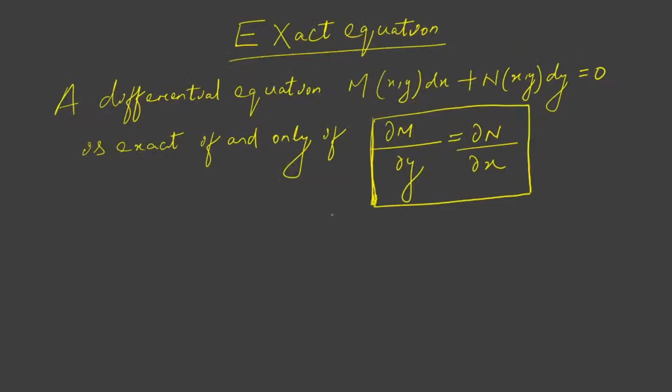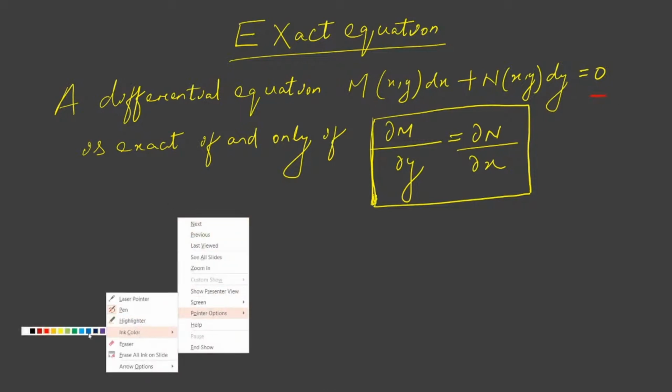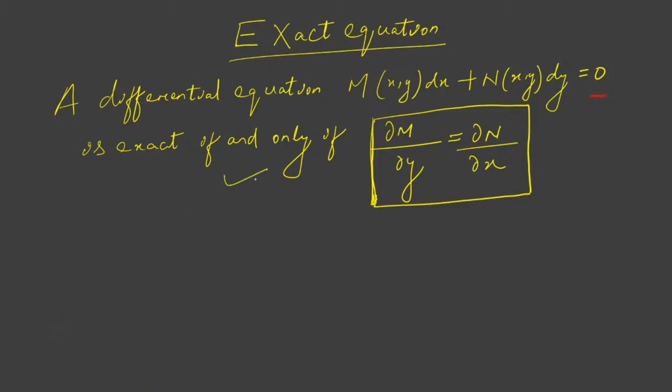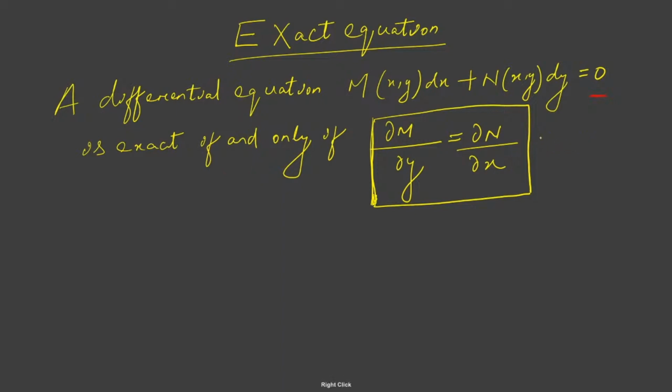Okay, so before coming to the problem, I'll just give a brief refresh of your memory. So what is an exact differential equation? An equation of the form M(x,y) dx + N(x,y) dy = 0 is called an exact differential equation if and only if this condition is satisfied: ∂M/∂y = ∂N/∂x. When both are equal, then only can we say this equation is an exact equation.